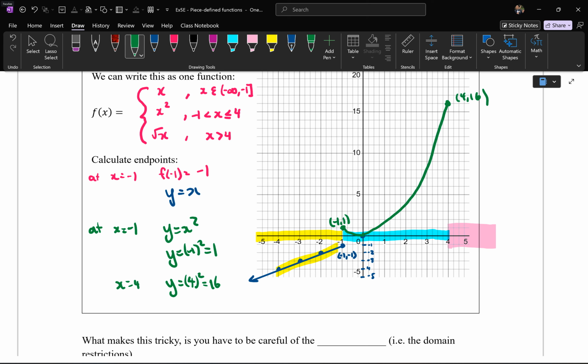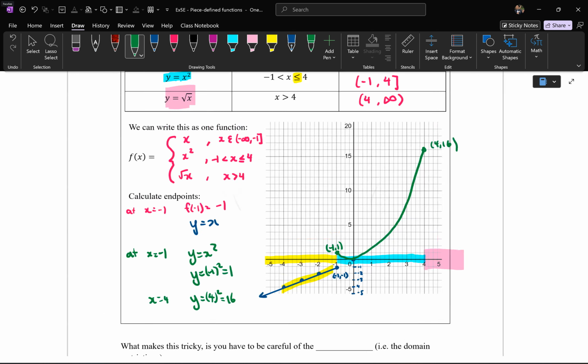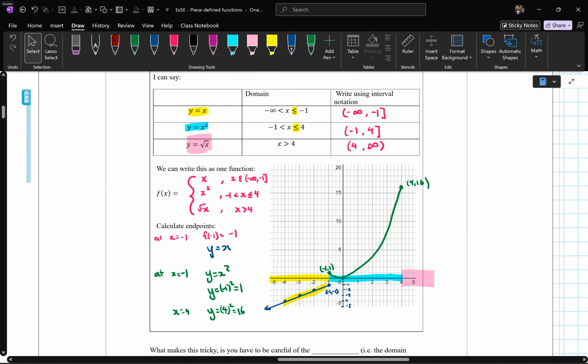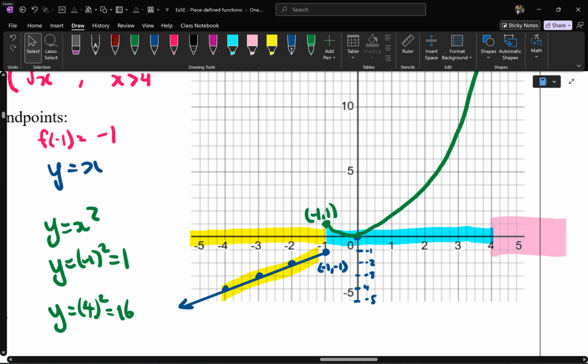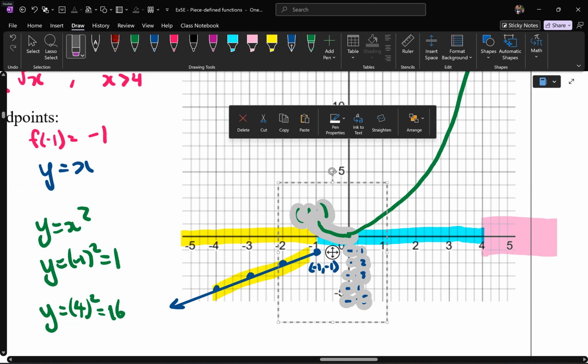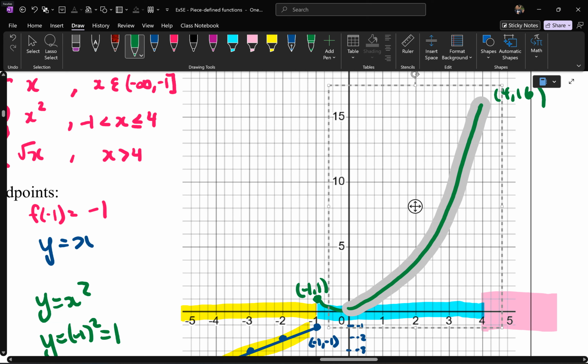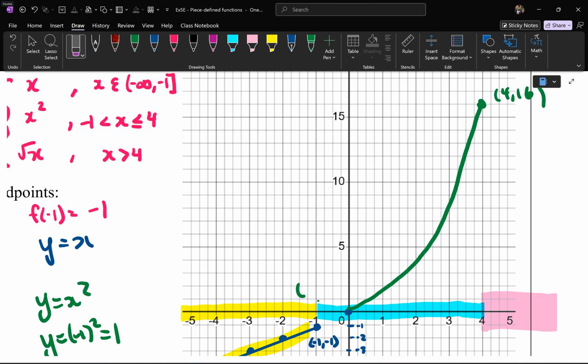Beautiful. Endpoints, you've got to check your domain. The domain matters. I said don't include the -1, but do include the 4. So for this one, you lose a mark if you use a closed circle at this end. What it should have been is an open circle, labeled -1, +1. So it has to be shown as a positive open circle.